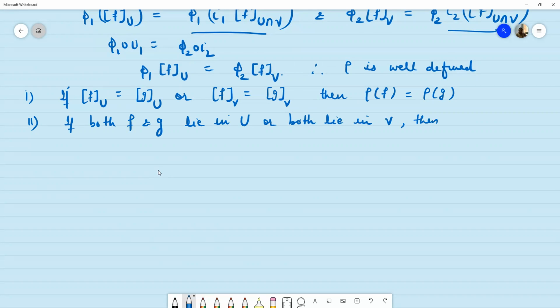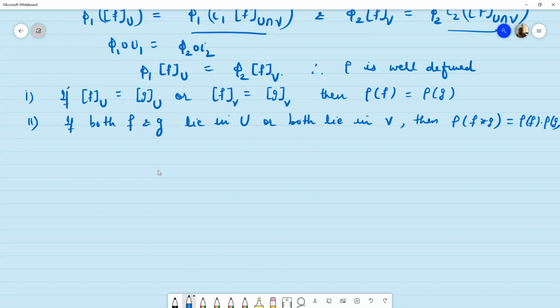then rho of F star G is rho of F times rho of G. So if both lie in U or both lie in V, then rho is linear on their product, basically.